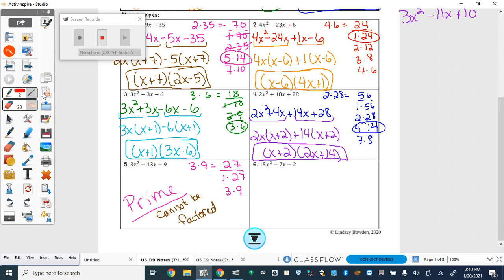All right. Last one, 15 times 2 is 30, so factors of 30. 1 times 30, 2 times 15, 3 times 10, and then 5 times 6. So we want to get a 7 in the middle, so I'm going to use 3 and 10. That one's going to get me a 7. 5 and 6 won't give me a 7. 2 and 15, not 7. 1 and 30, not 7. I want it to be a negative 7, so I'm going to make it a negative 10x.